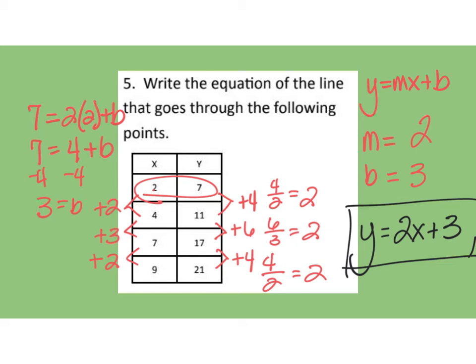So a table's not so bad. We just have to do all the work. We have to find our slope. Then we use our slope and a point to find our b.